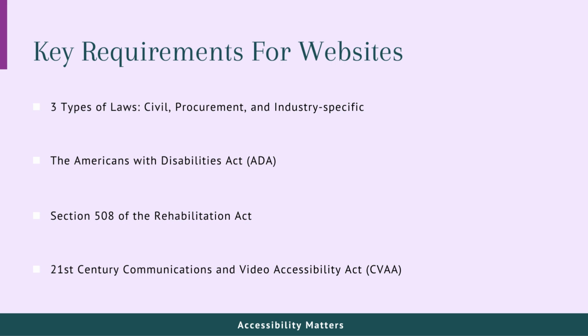Just as you've prioritized ensuring users can safely access your physical front door, you must also ensure that they can enter your digital front door, your website. There are three types of laws around website accessibility: civil, procurement, and industry specific. We'll touch on these here very briefly, but I do encourage you to look these up and familiarize yourself with each of the areas.